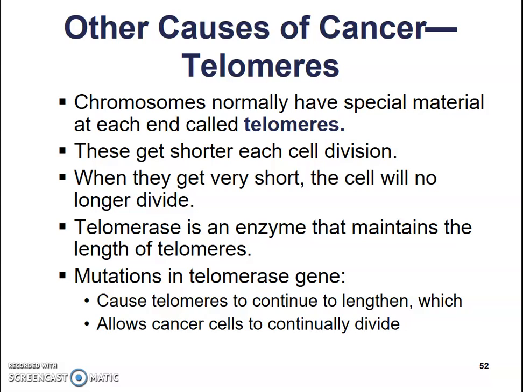Telomerase is an enzyme that maintains the length of those telomeres. Mutations in that gene cause the telomeres to continue to grow in length, which allows cancer cells to continually divide because the DNA, the telomeres, are not getting any shorter. So the cell thinks, well, we can divide all we want, and they do.